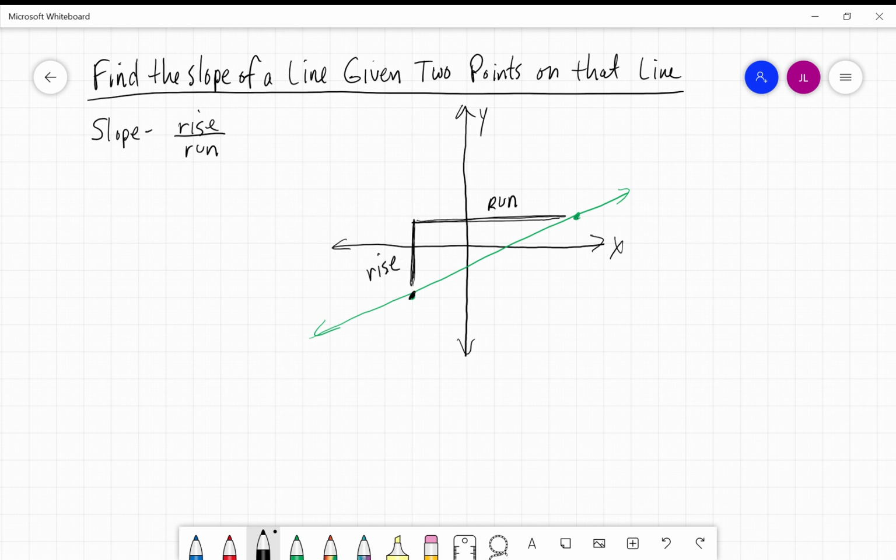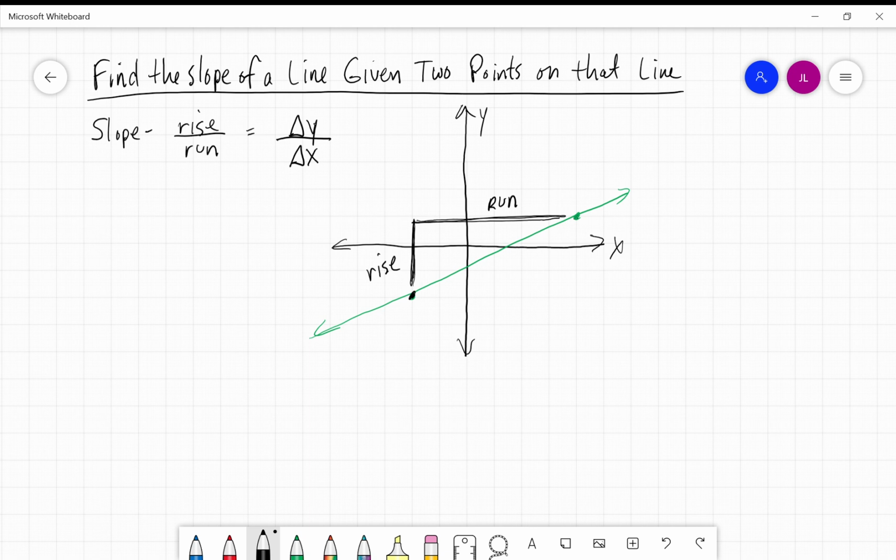So what we're saying is, what's the vertical distance? What's the change in vertical distance over the change in horizontal? So we could say the change in y over the change in x. And you might be saying, well, what does that mean for me mathematically? Well, let's look at our points here.